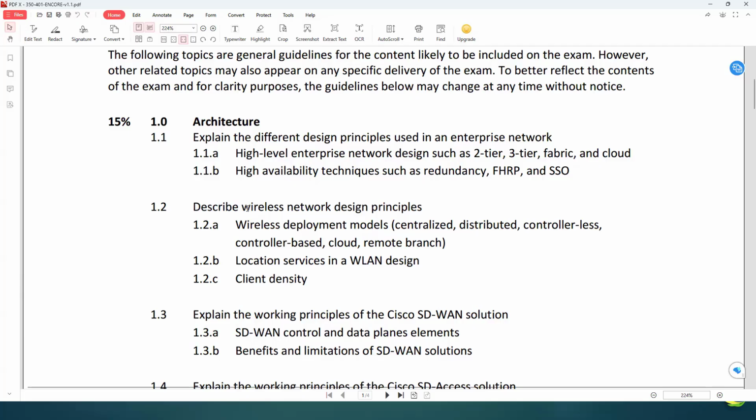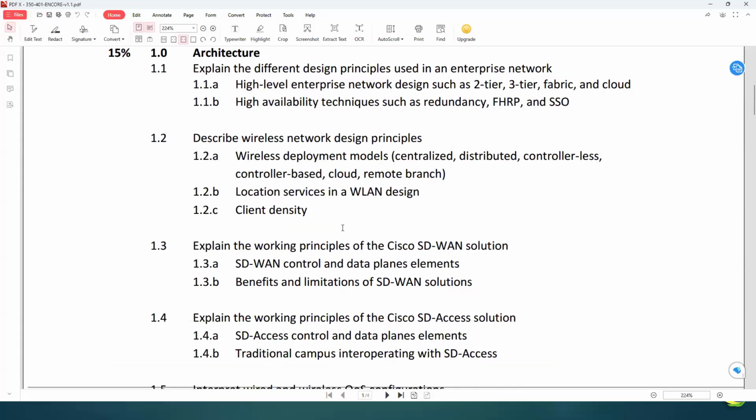Like wireless, you don't need to configure in the ENCOR exam, but you should be able to understand that, okay, what exactly is the difference between different wireless deployment models? What is the concept of wireless LAN controller and lightweight access points, and the different way we can actually implement this. So these things we are going to learn definitely as well.